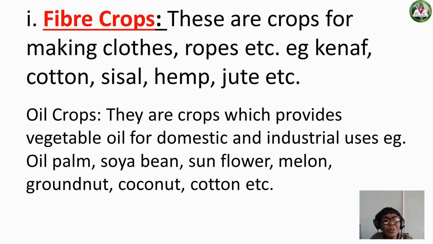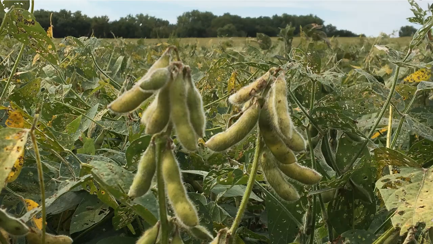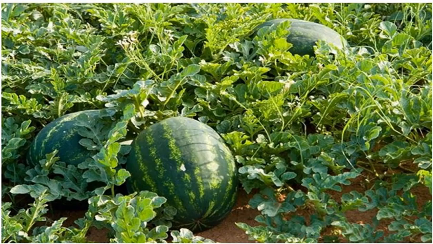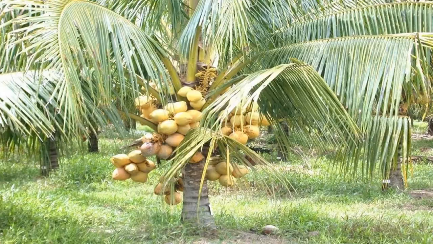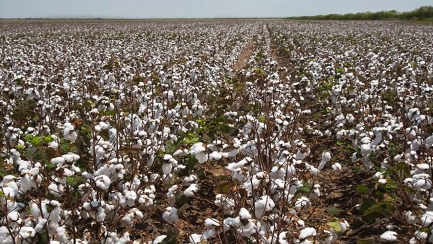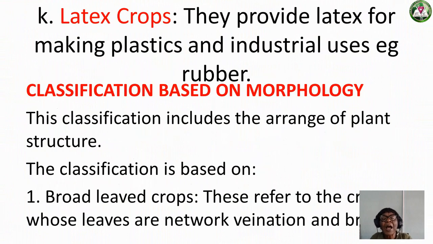Then the next group, the oil crops. From them, we get vegetable oils that we use for our domestic use and for our industrial uses. Examples are the oil palm, the soya bean, the sunflower, the melon, the groundnut, the coconut, and even cotton. So these crops supply us with oil for our domestic use and for our industries.